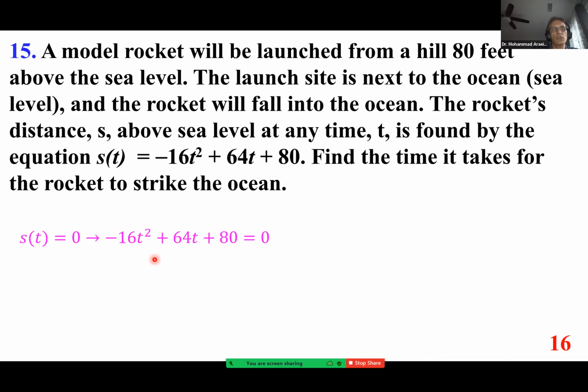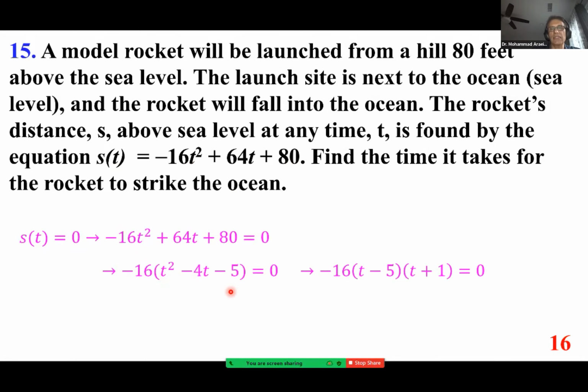Well, set it equal to 0, factor out the -16. T squared minus 4t minus 5, it's an easy factor. T is either 5 or -1. By the way, it doesn't matter what you have here. It makes no difference. And of course, time can't be negative, or at least not now. So the only answer is t equals 5 seconds.